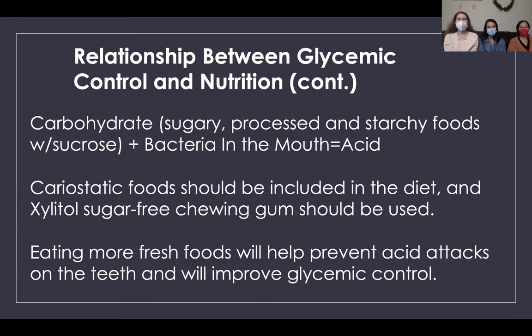So when you have sugary, processed, and starchy foods, it combines with bacteria in the mouth and creates acid, which can then eat away your teeth, and this is a process we call dental caries. To help prevent the further progression of dental caries, karyostatic foods should be included in the diet. And karyostatic foods are foods such as cheese and nuts.